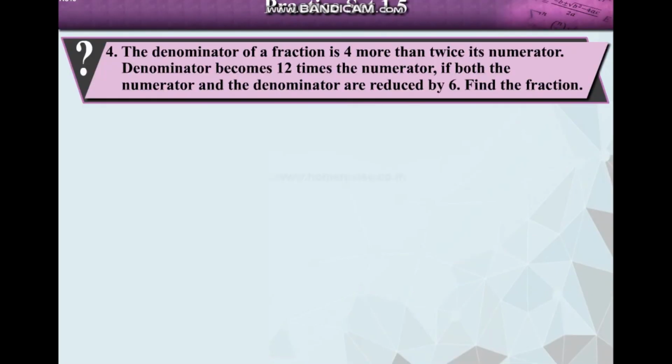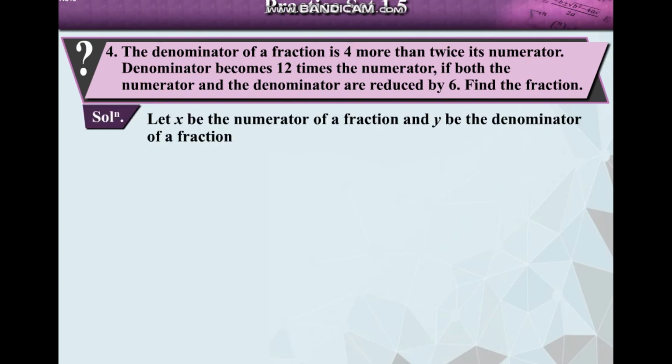4. The denominator of a fraction is 4 more than twice its numerator. If both the numerator and the denominator are reduced by 6, the denominator becomes 12 times the numerator. Find the fraction. Solution. Let x be the numerator of the fraction and y be the denominator. From the first condition, y = 2x + 4. Therefore, 2x - y = -4.